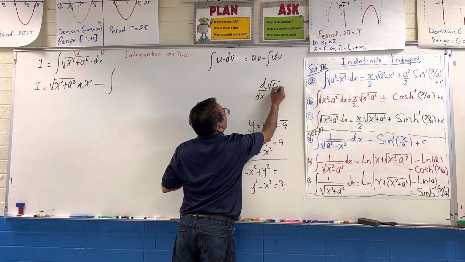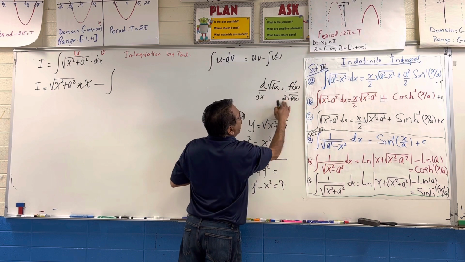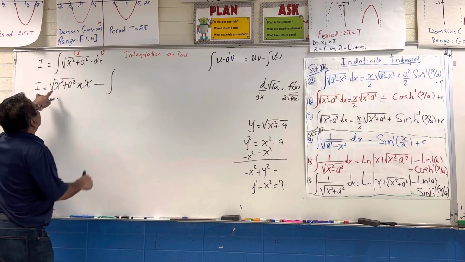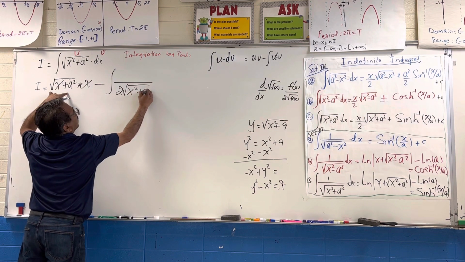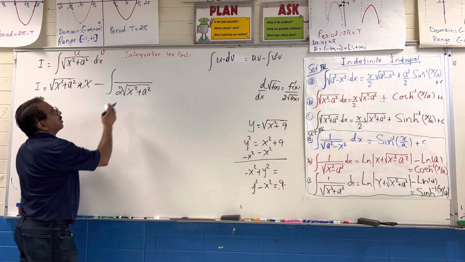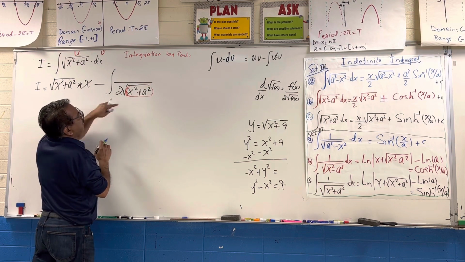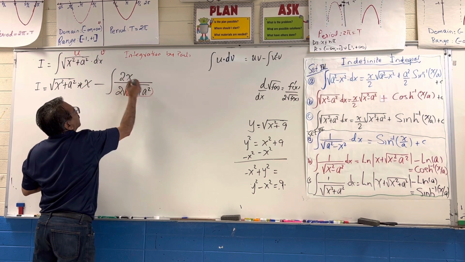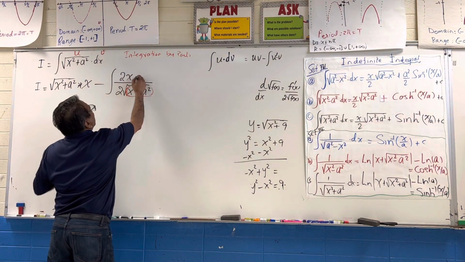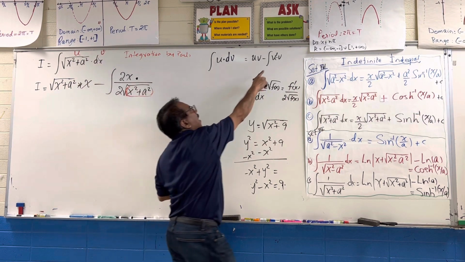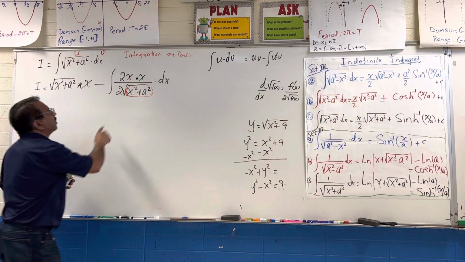So u times v, that is the square root times the x, minus the integral of, now you need to take the derivative. The derivative of a square root of a function is always 1 over 2 square root of it, and then you also have to take the derivative of the inside. The derivative of x squared is going to be 2x, and plus 0, since the derivative of the constant is 0, so that's just 2x, times the v. So v is x, so put an x right there, dx.